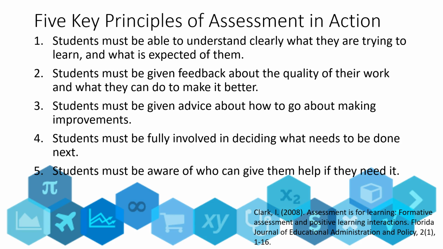Number two, students must be given feedback about the quality of their work and what they can do to make it better. This feedback can come from you, or it can come from maybe a peer. So it could be peer-to-peer feedback. It can be teacher-to-student feedback. But they must be given some sort of feedback about how they're doing, if they're on the right track.